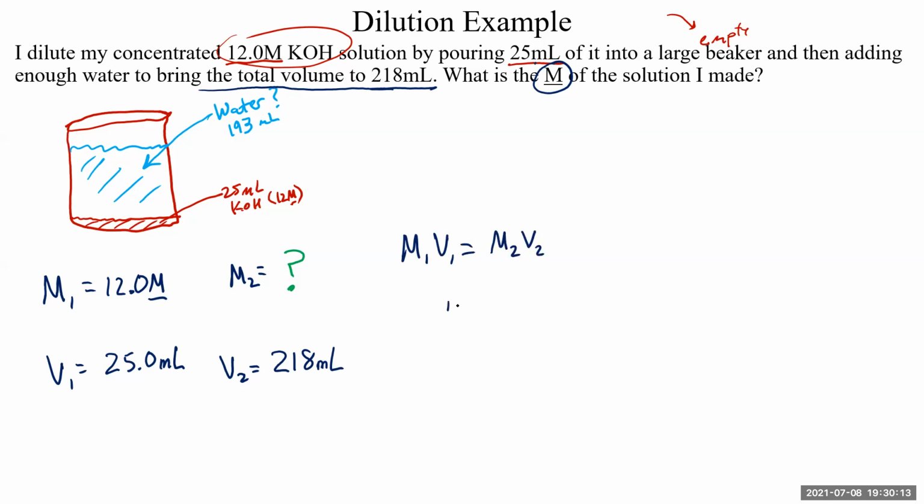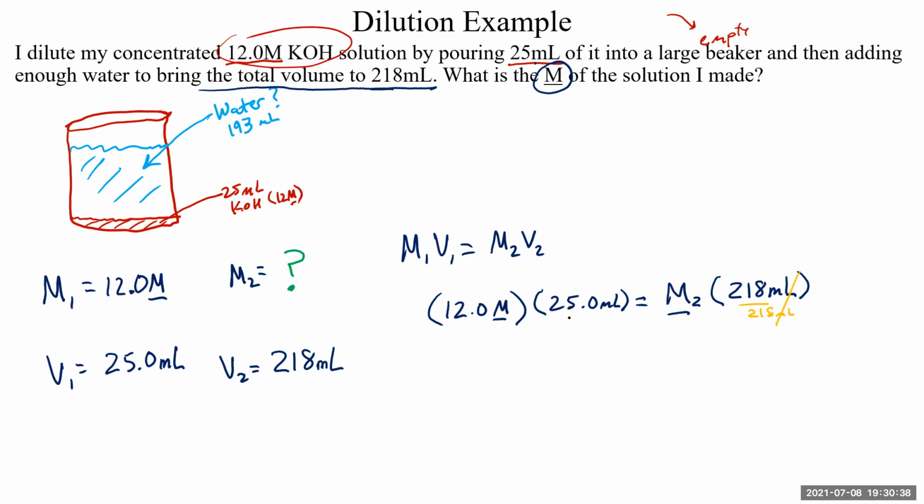So let's just plug it in. 12 molar multiplied by 25 milliliters equals M2, which I'm going to solve for, multiplied by 218 milliliters. Now, to solve for M2, I'm going to divide both sides by 218 milliliters.